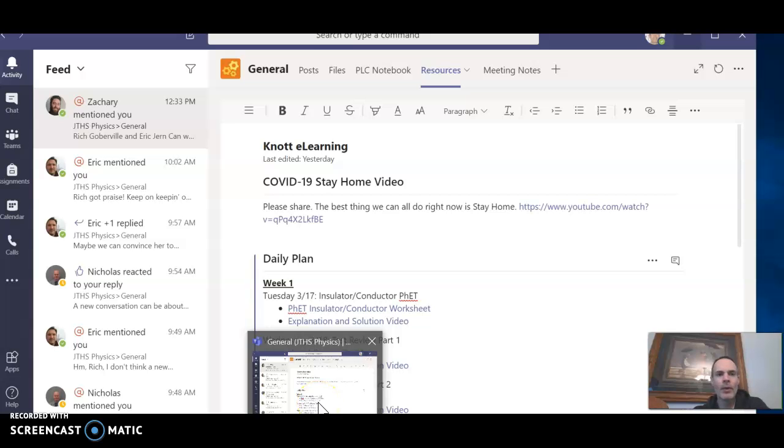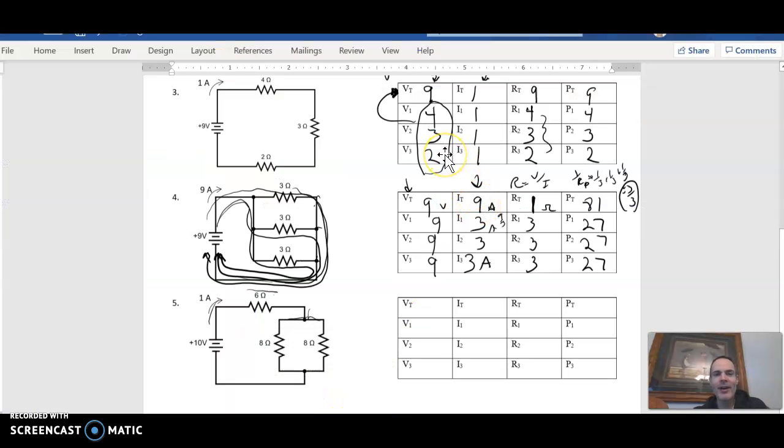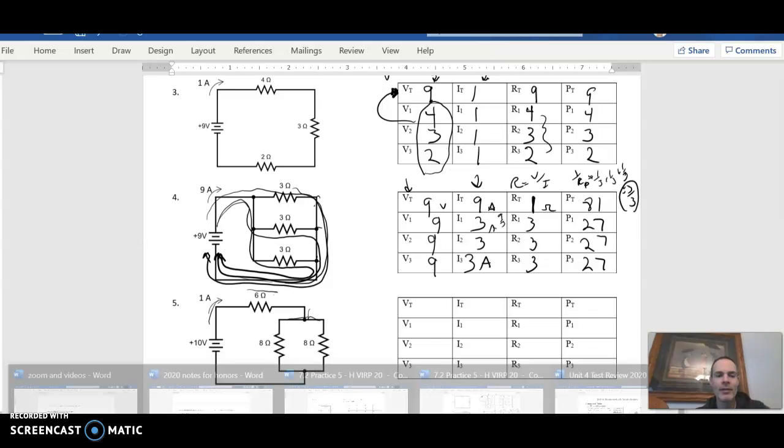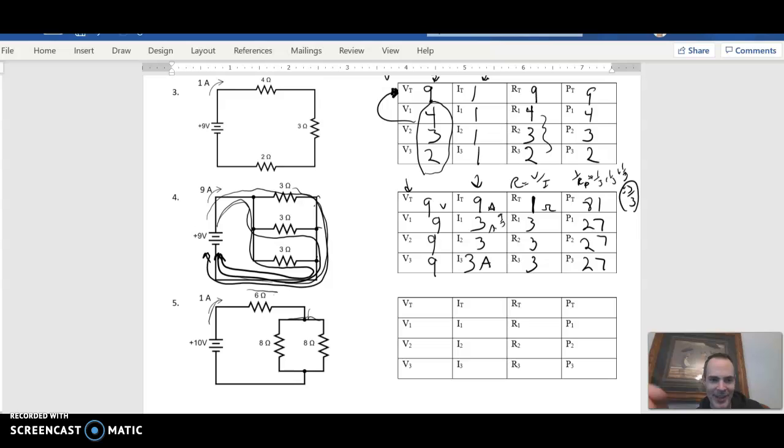Another way to, I am so sorry, what did I just do here? Another way to tell it's just parallel, or I'm sorry, no, I don't know what's going on.